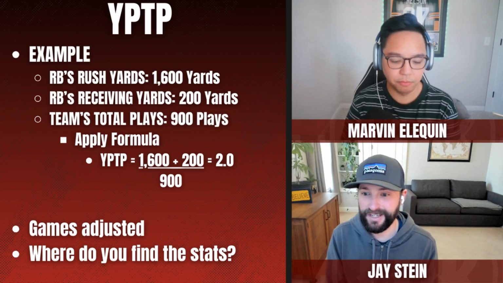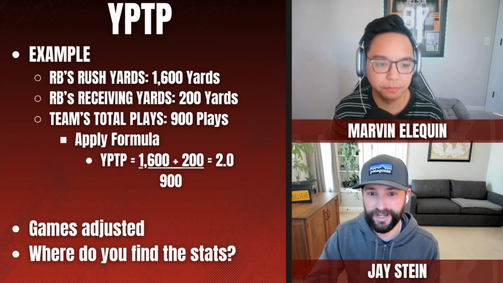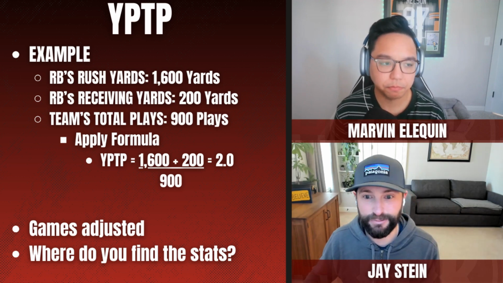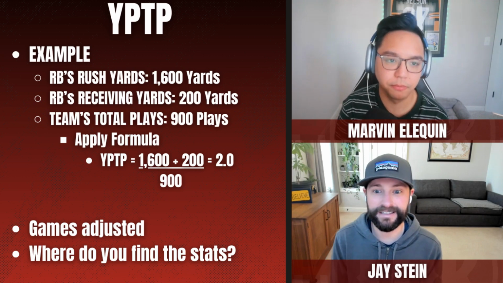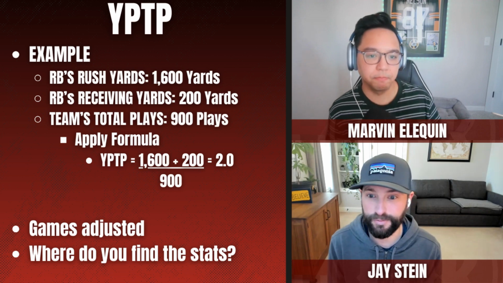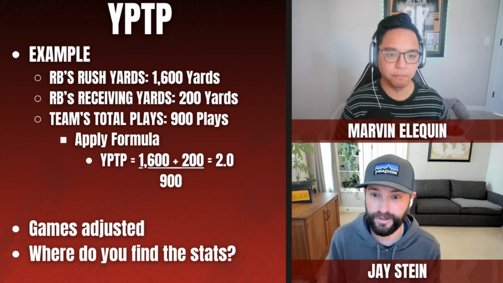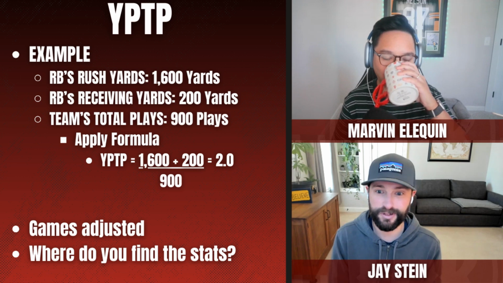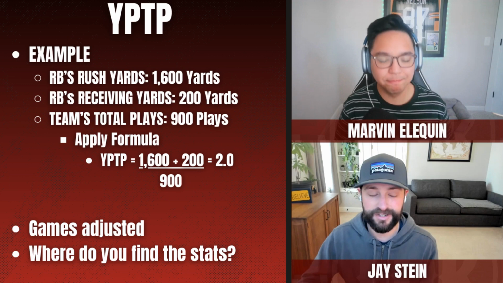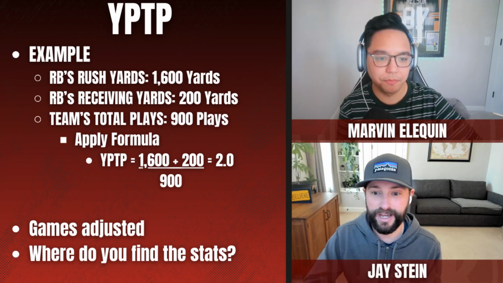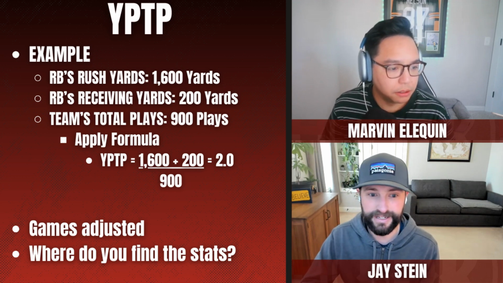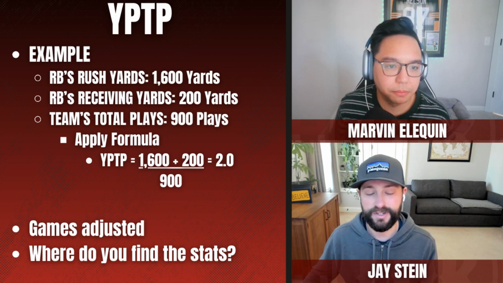This is just an example with really round numbers. Say you have a running back for North Carolina this year, and he rushed for 1,600 rush yards and about 200 receiving yards for this season. And UNC's total team plays this season were, hypothetically, 900 plays. So the way you put this together would be the 1,600 rush yards plus the 200 receiving yards, so you have 1,800 there, divided by the 900 team plays to get two yards per team play.